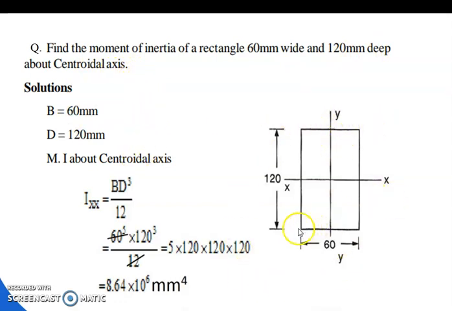The width of this rectangle is 60 mm and the depth of the section is 120 mm. We know that the moment of inertia about the x-axis of a rectangular section is bd³/12. So b is 60 and d is 120, divided by 12. By calculating this value, you find that I is 8.64 into 10 to the power 6 mm⁴. Because the unit is in mm, here it is mm⁴.